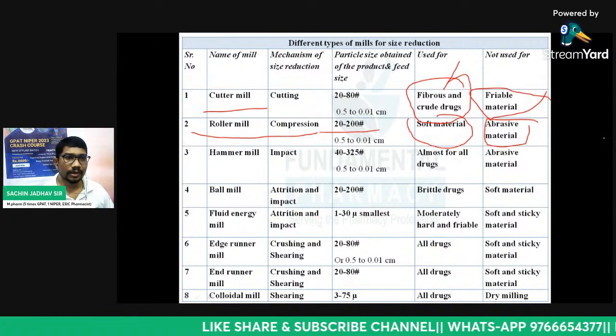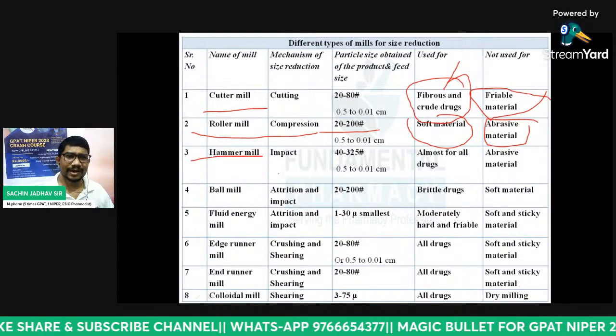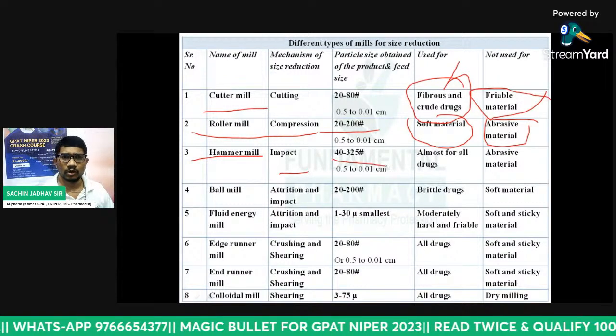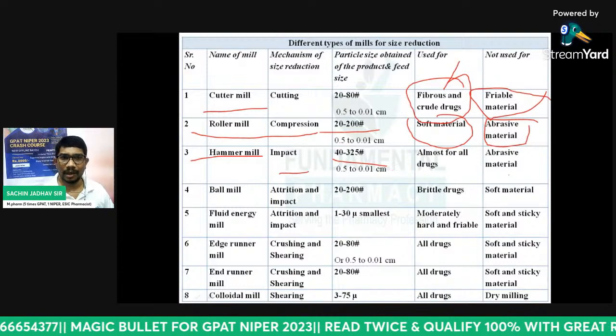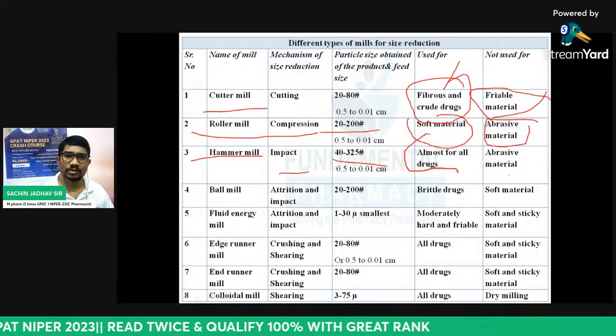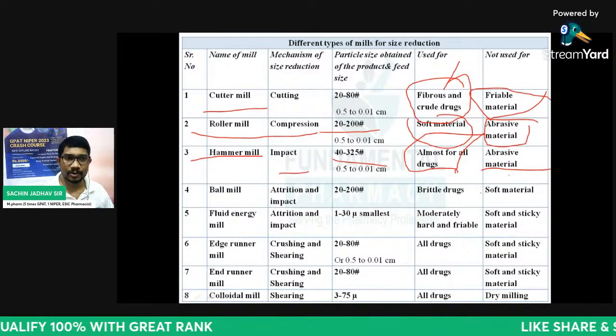Okay. Then next mill is nothing but the hammer mill. Next होता है hammer. So what is the mechanism? Impact is the mechanism. Particle size is 40 to 325 mesh, and hammer mill is used for almost all kinds of drugs, and not used for abrasive material.